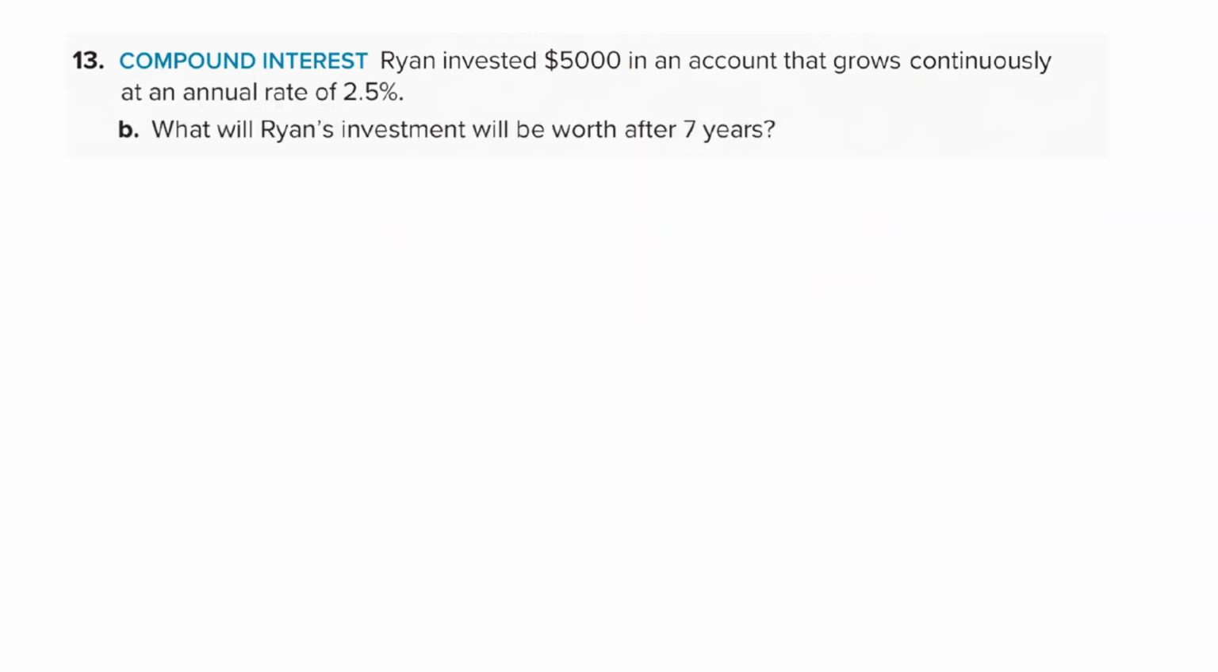So this is part B. In part B, the same values are given to you. The only difference here is that the time is mentioned. So we are going to put in place of T 7 years. This is the time. So let's write the formula again.